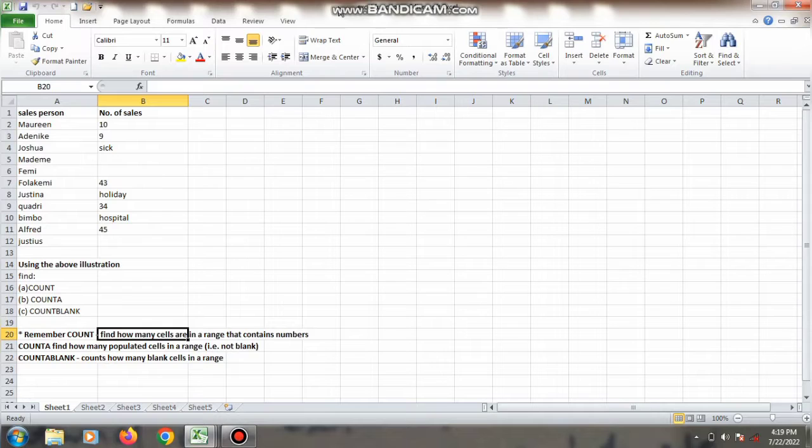Back to class. Today we shall be looking at Excel functions. For this class, we'll be limiting it to the count functions. That means we have COUNT, we have COUNTA, we have COUNTBLANK, and we have COUNTIF. We shall be looking at the 4 count functions.